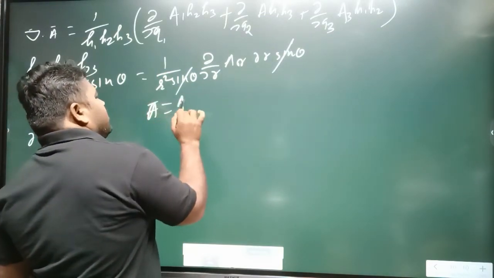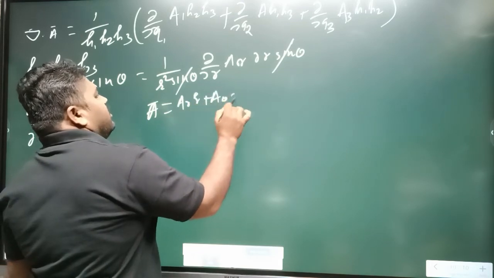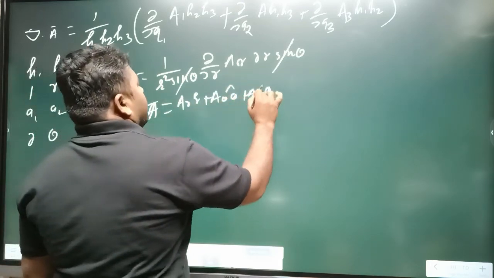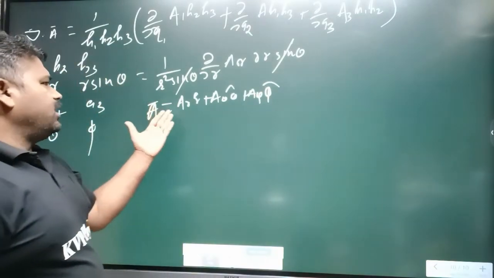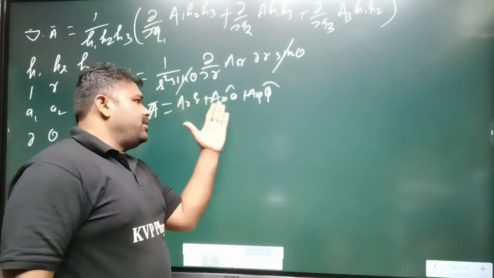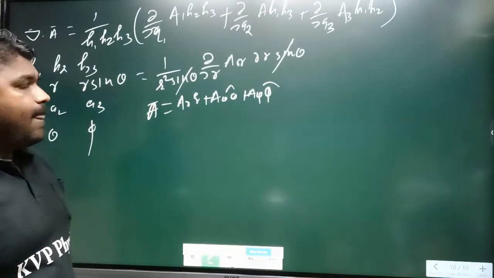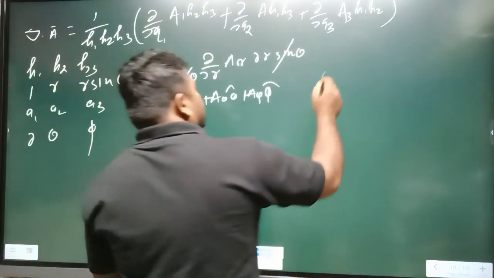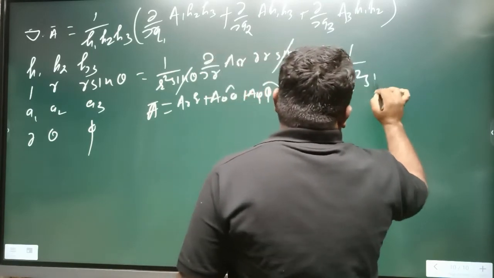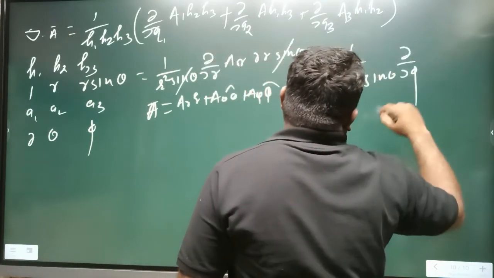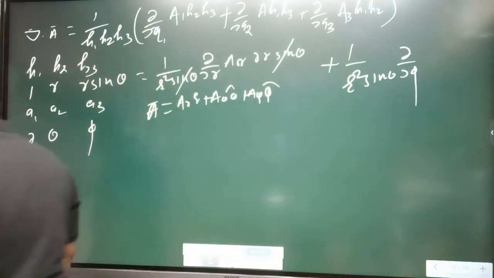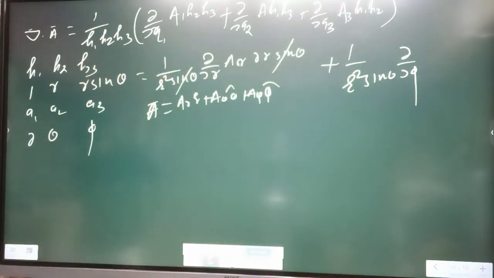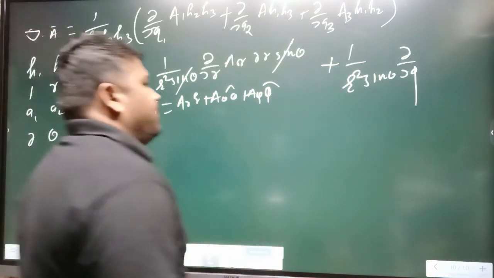A bar can be written as AR r cap plus A theta theta cap plus A phi phi cap. Got it. Like that here the electric field: E bar is equal to ER r cap plus E theta theta cap plus E phi phi cap. Okay. Similarly for phi: 1 upon r sin theta, del upon del phi, and similarly for theta: 1 upon r sin theta, del upon del theta of sin theta A theta. Okay.